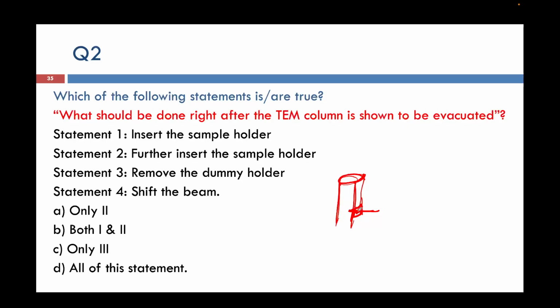So the answer would be statement 3, shift the beam. We do not open the beam just after the evacuation. We increase the beam, let's say from 0 kV to 200 kV.